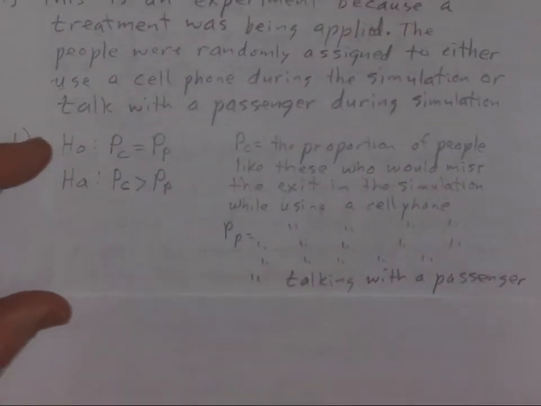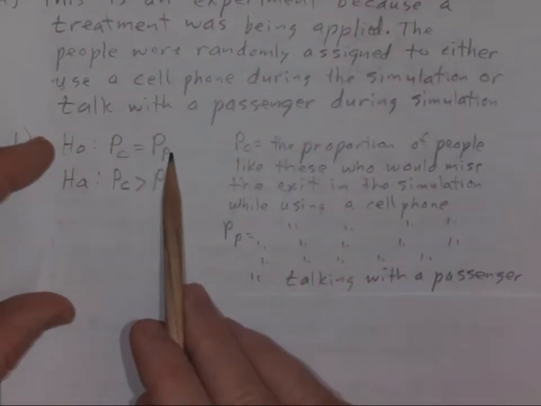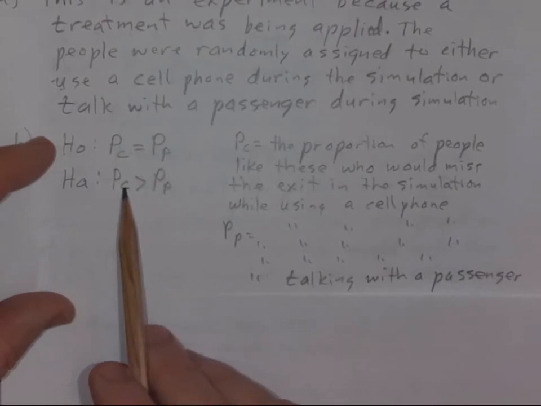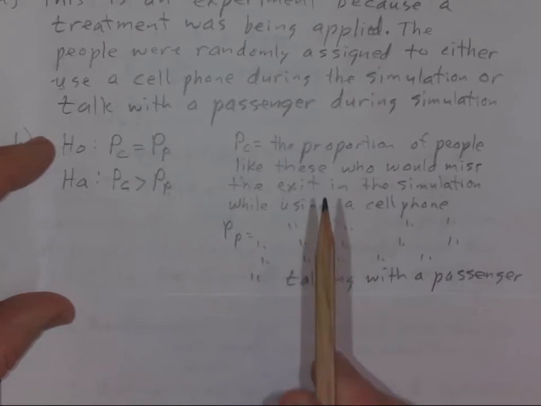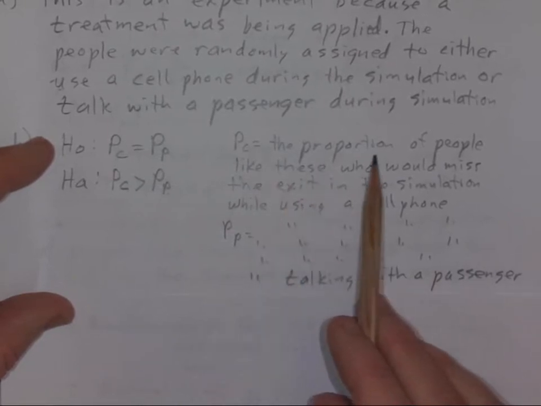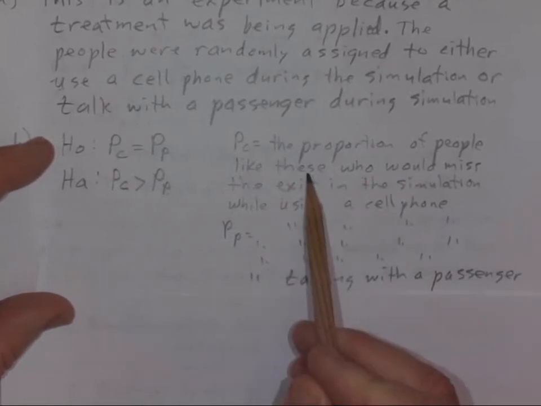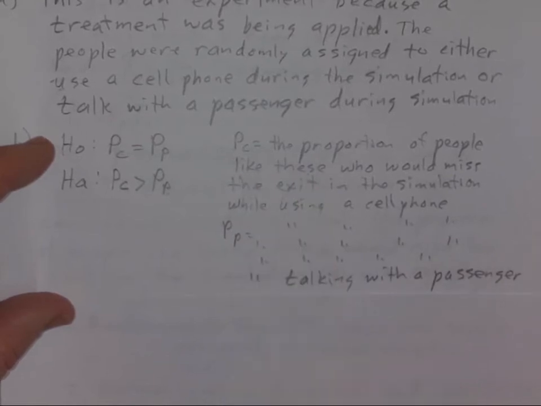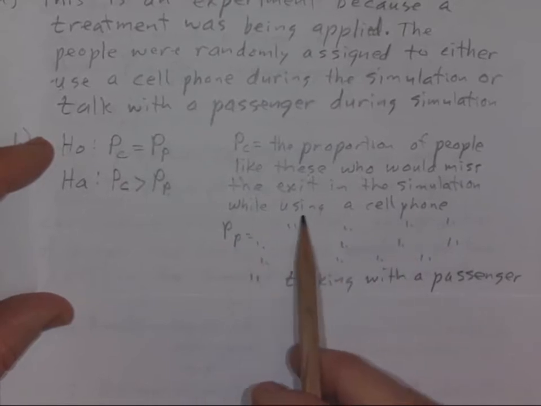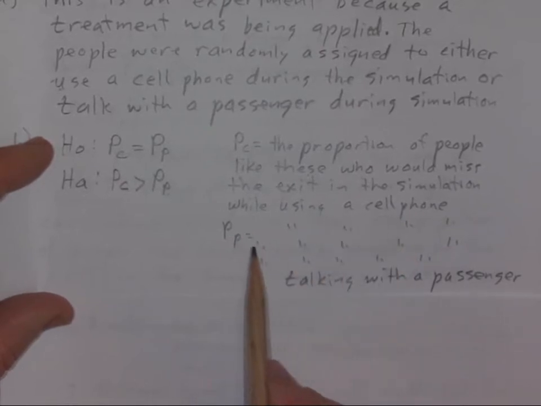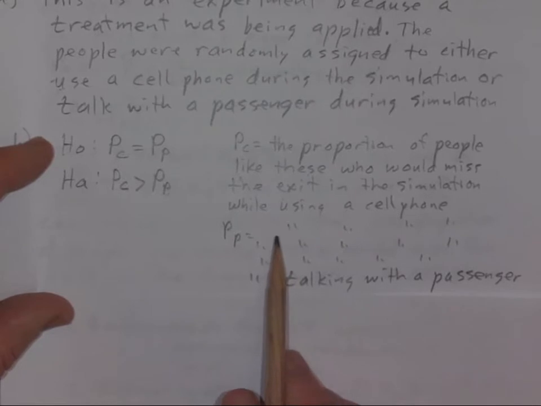So the null hypothesis is going to be that the two proportions are the same, and the alternative, and what is implied in the problem, is that the proportion of cell phone users that are distracted is greater than the proportion of people that were talking to a passenger. And you have to define your variables. P sub C is the proportion of people like these. Okay, that's who we can talk about here. They were not randomly selected. So we have to say people like these who would miss the exit in the simulation when using a cell phone. And P sub P is the proportion of people like these who would miss the exit in the simulation when talking to a passenger.